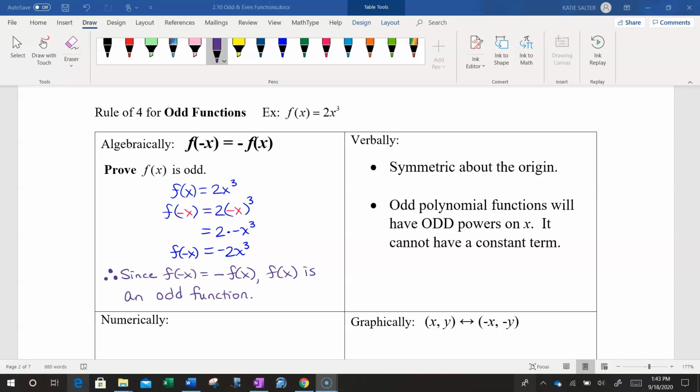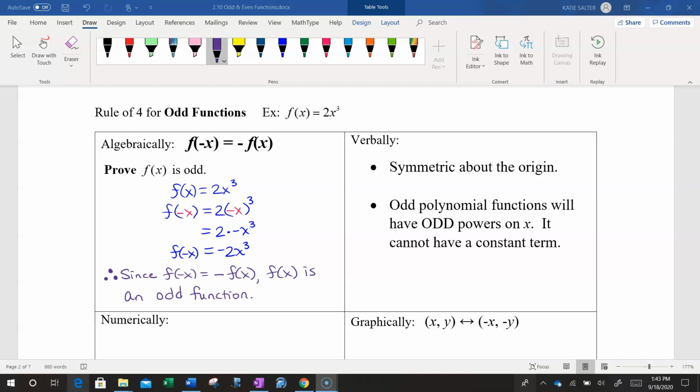All right, some things that are verbally important about odd functions. Odd functions are symmetric about the origin. If you have a polynomial function, an odd polynomial function will have odd powers on x, and it cannot have a constant term. Because if we had a constant term, it would move it up and down, and then it would no longer be symmetric about the origin.